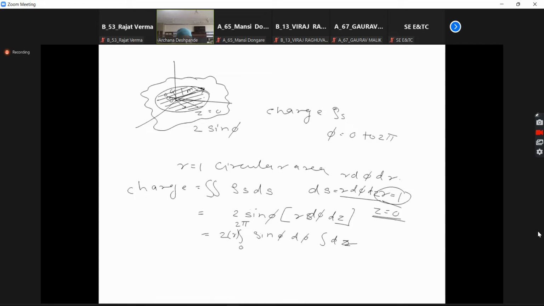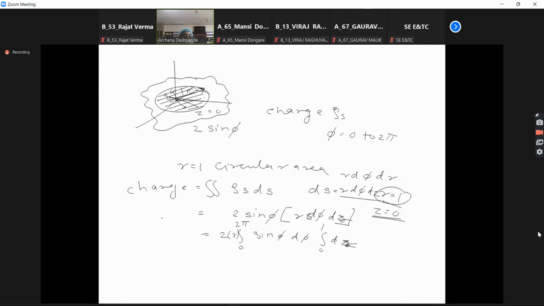So if you consider a surface which is at the origin or nearer to origin, so the radius could be 0. Okay, so therefore how do we write dS? r dphi into dr. Okay, so here will come dr, and its limit will be 0 to 1.